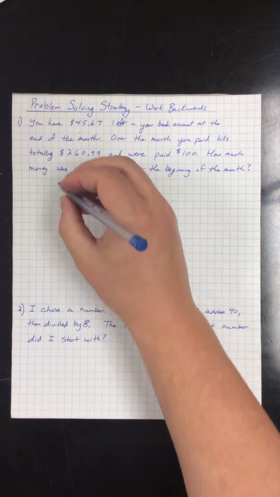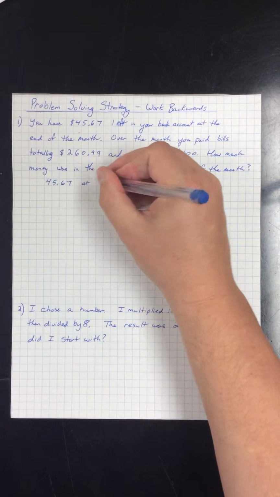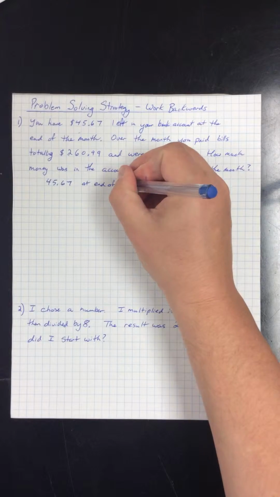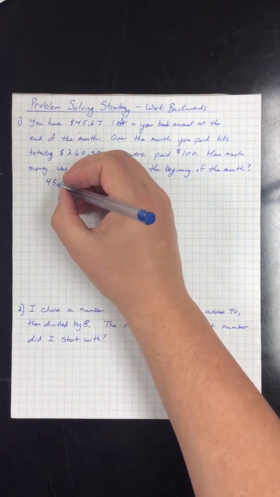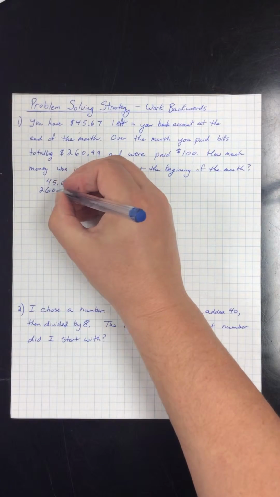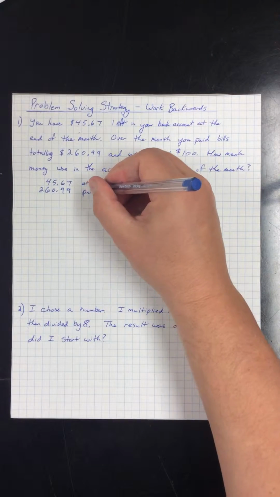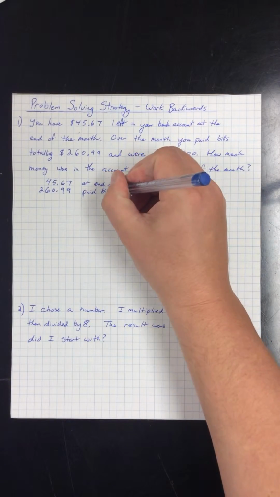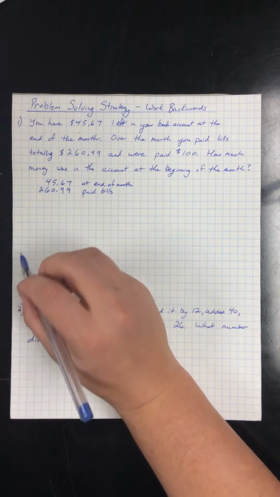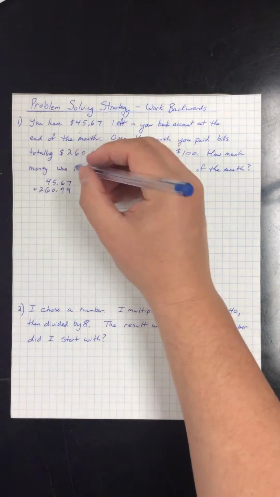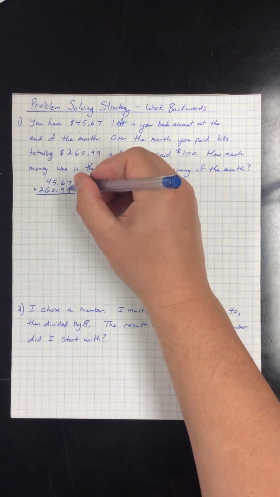Well, we know that there's $45.67 at the end of the month, and that you paid bills of $260.99. So those are paid bills. So really that money was in your account at the beginning of the month. So let's add that together, doing the opposite, working back to the beginning of the month.